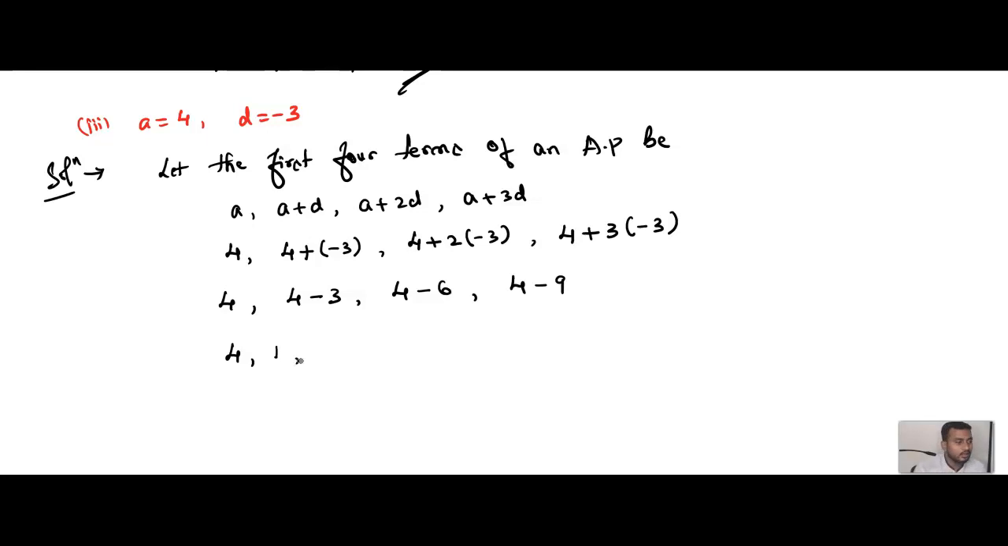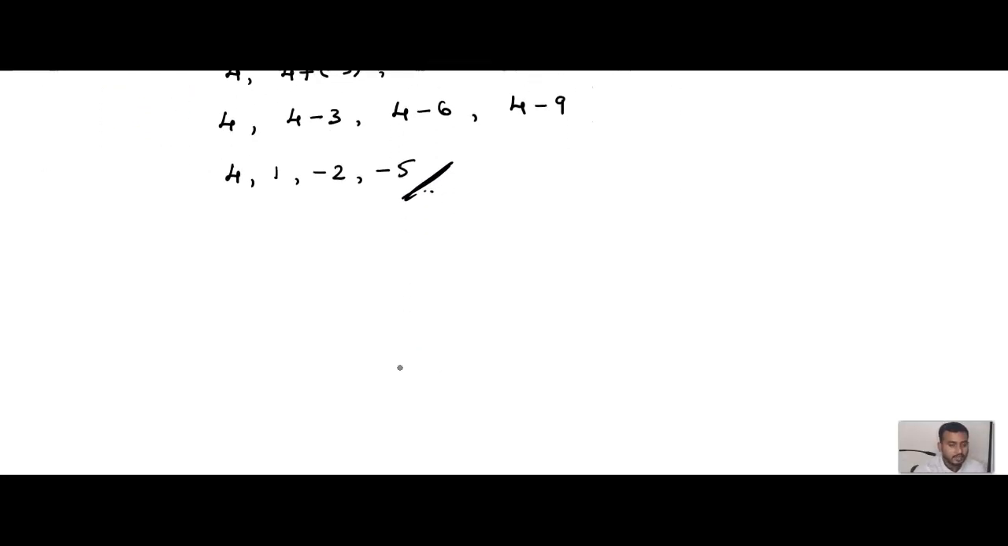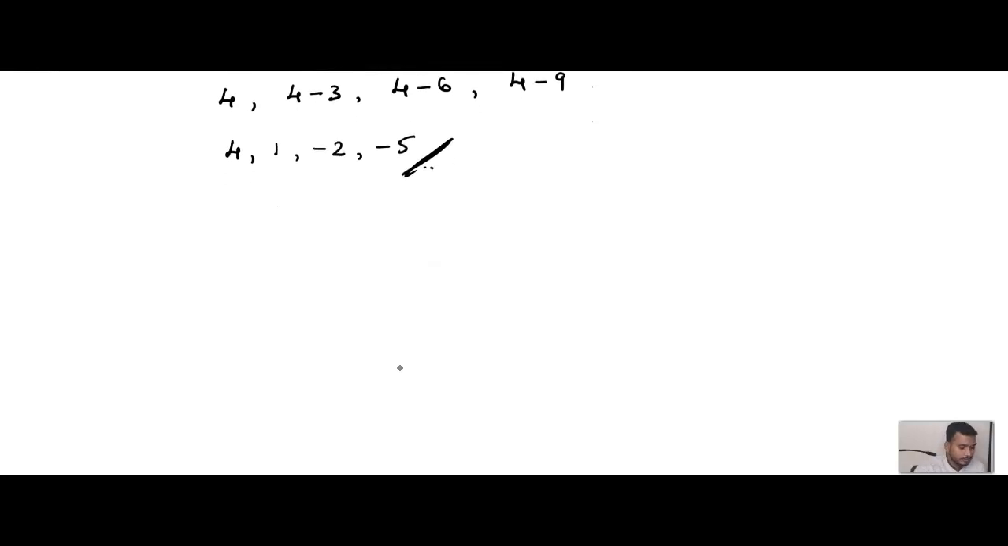4 minus 6. In 4 can we subtract 6? No. No means minus. Do the opposite calculation, that is 6 minus 4 is 2. Comma, 4 minus 9. In 4 can we subtract 9? No. No means minus. 9 minus 4 is 5. So which are the first 4 terms of this AP? 4, 1, minus 2 and minus 5. Is this clear?